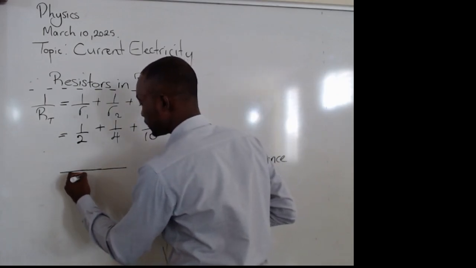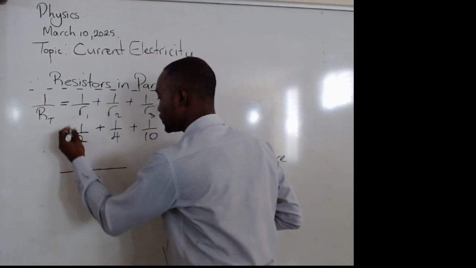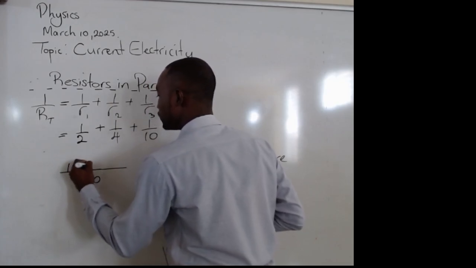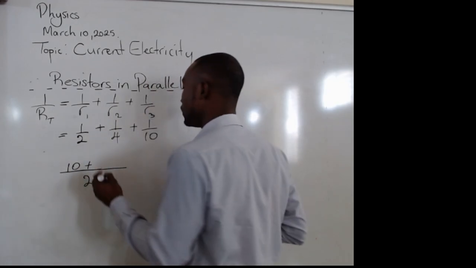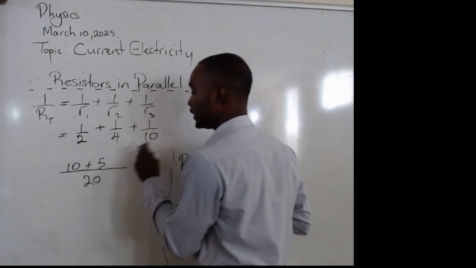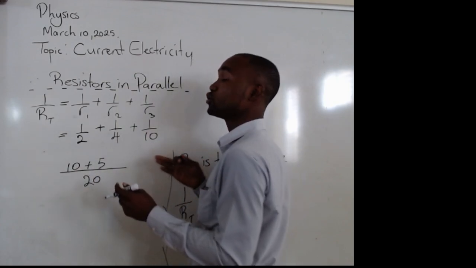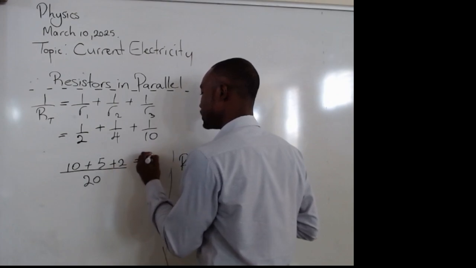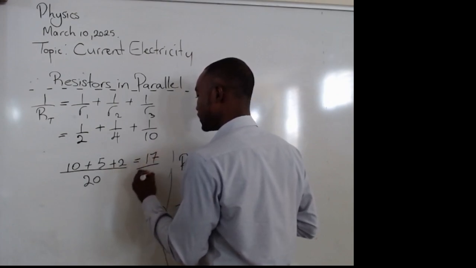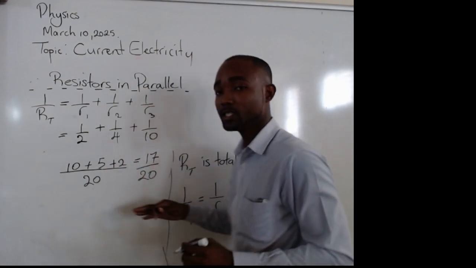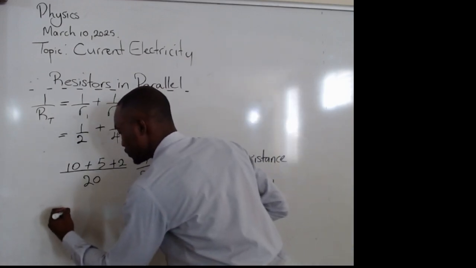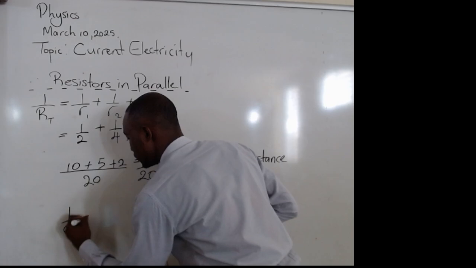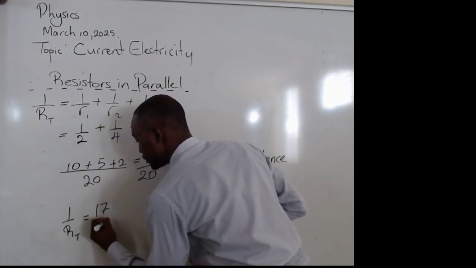So let's go. 20. 2 into 20 goes 10 times, 10 ones. 10. 4 into 20 goes 5 times, 5 ones. 5. 10 into 20 goes 2 times, 2 ones. 2. So here we get 17 over 20. 1 over RT is equal to 17 over 20. So 1 over our total is equal to 17 over 20.